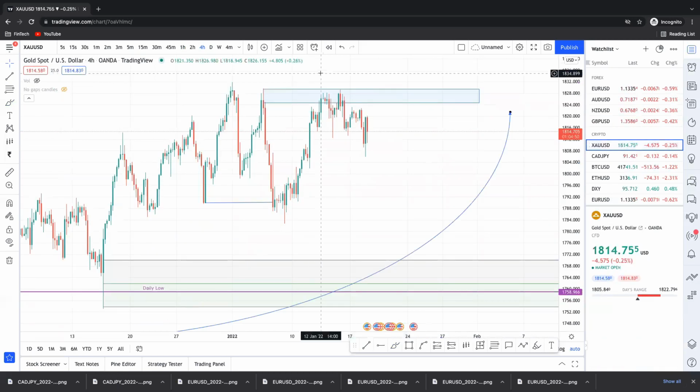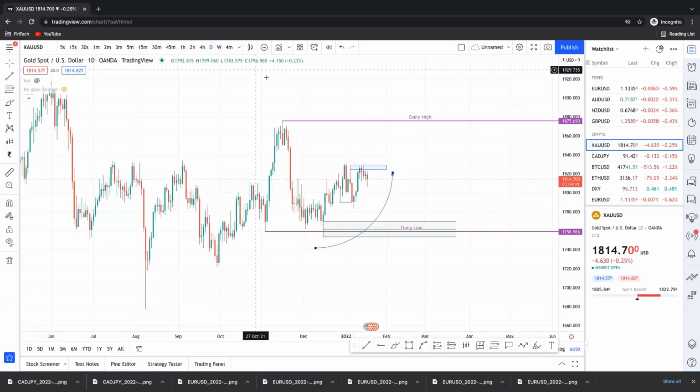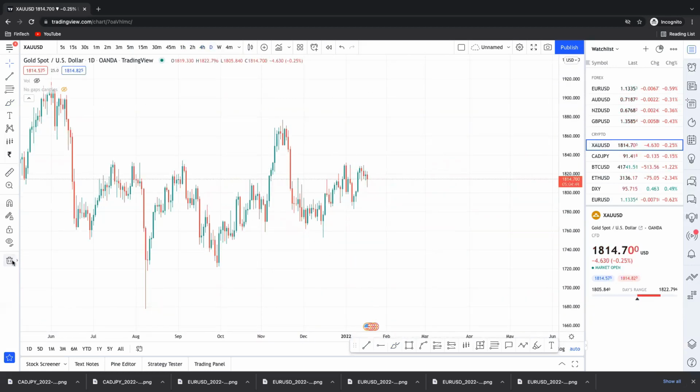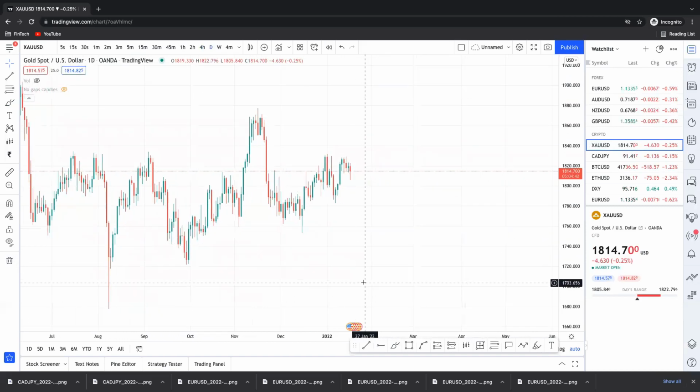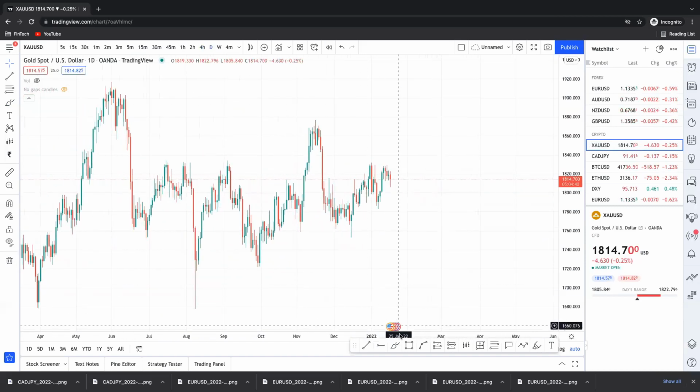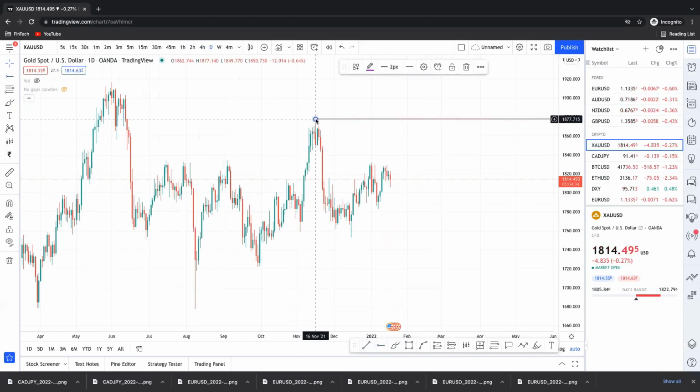Then the gold. Okay, let's go to the gold, and let's get rid of this one. Yeah, I think that's the one. First things first, let's mark our solid highs and lows. So this is the daily high, and you've got to mark the daily low as well here.